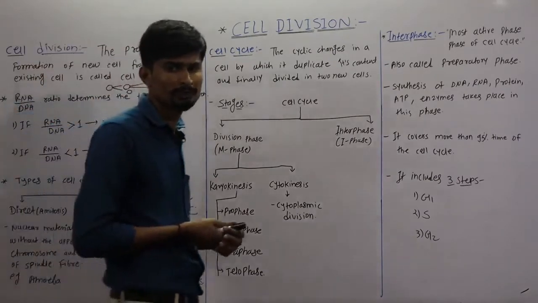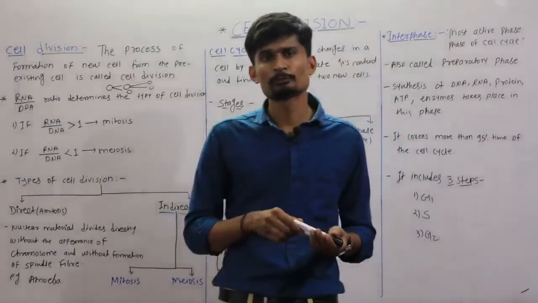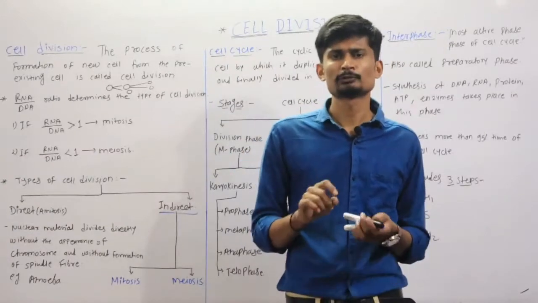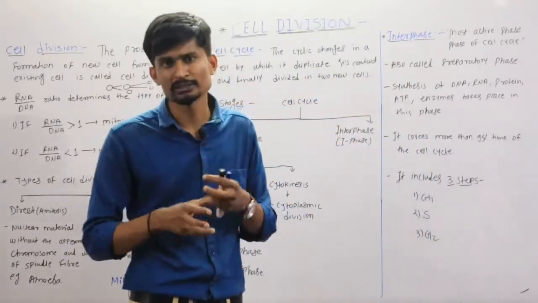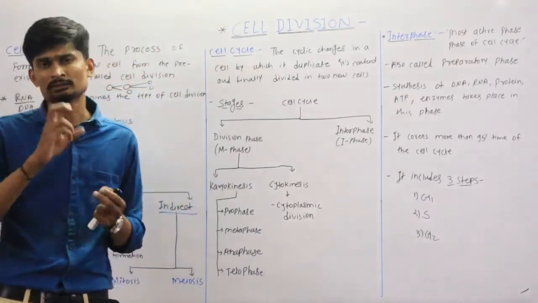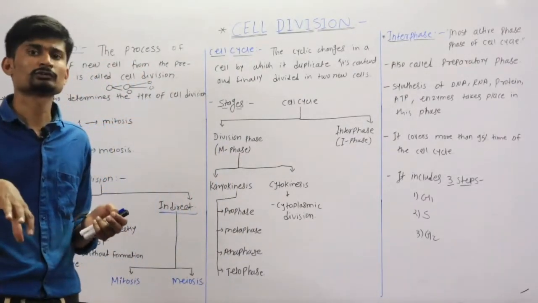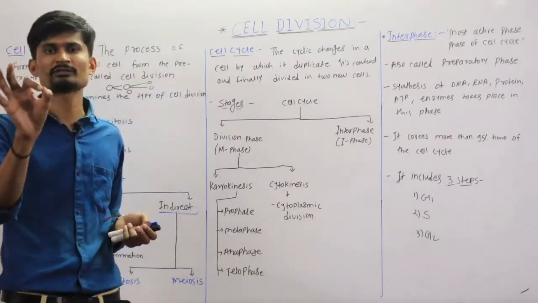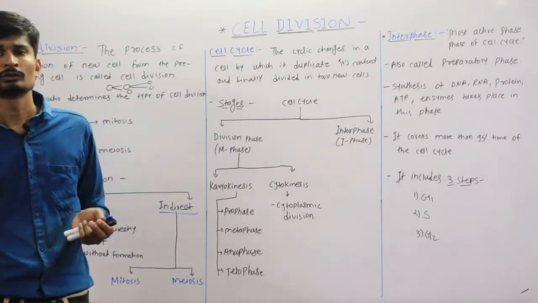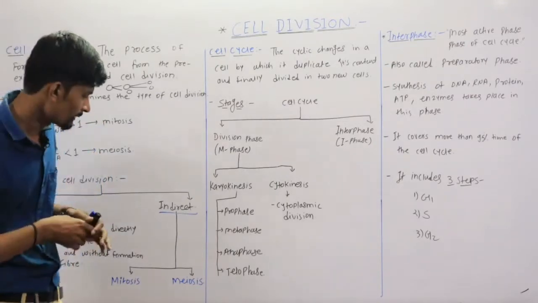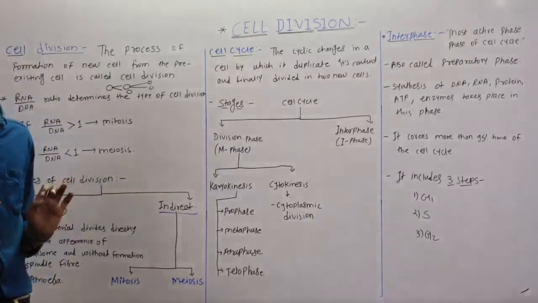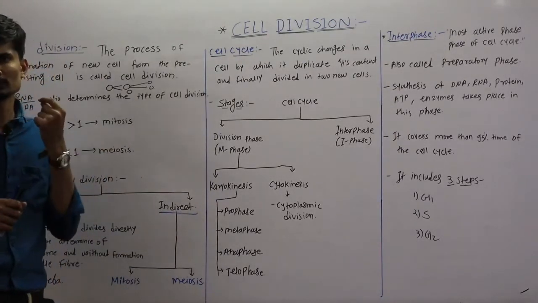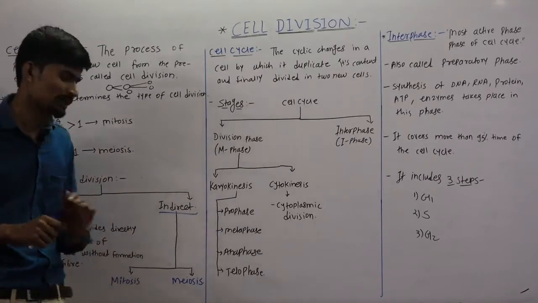Mitosis simply produces two cells and the number of chromosomes does not reduce. Suppose one cell in the human body has 46 chromosomes. The cell which undergoes mitosis produces two cells, and those two new cells also contain 46 chromosomes. But in meiosis the number of chromosomes is reduced to half, and meiosis produces four cells from a single cell.